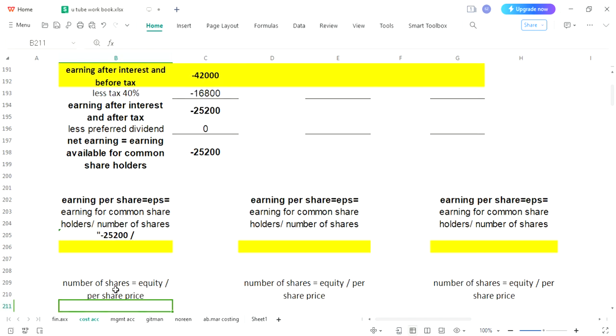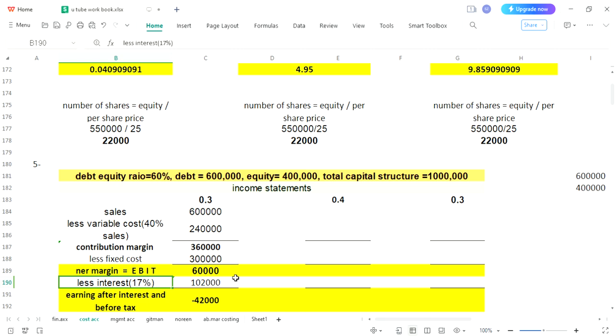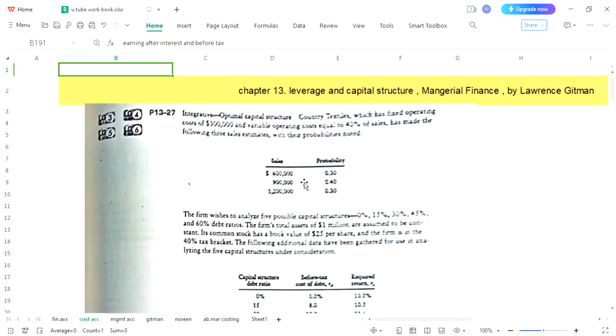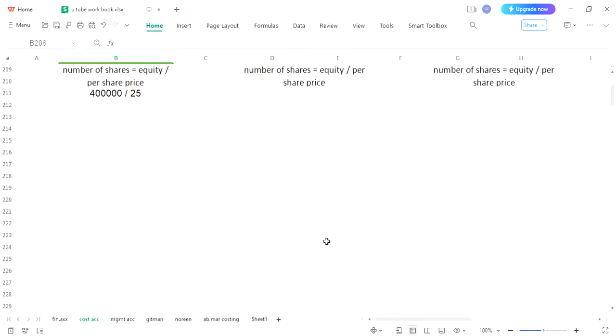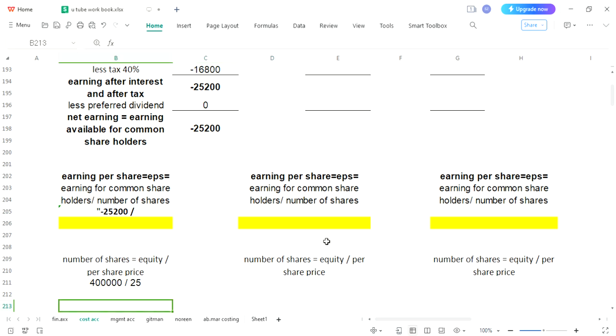So here we have our formula, and equity was calculated before starting this part. 4 lakh would now be your equity. It has been changed, and you need to divide it by the per unit or per share price, which is 25. I am sure that you remember it. 25 per share is mentioned in your book. So in this way you can calculate your number of shares.